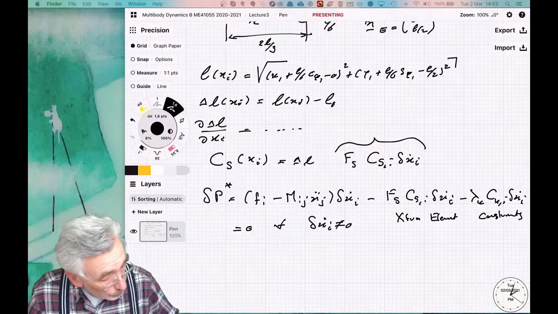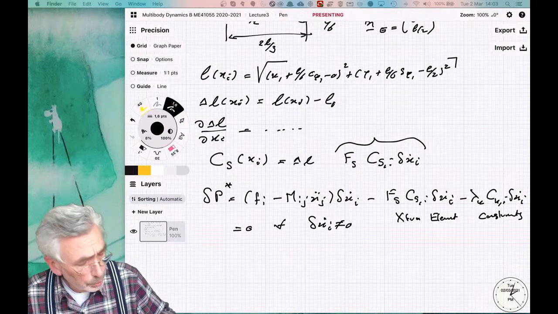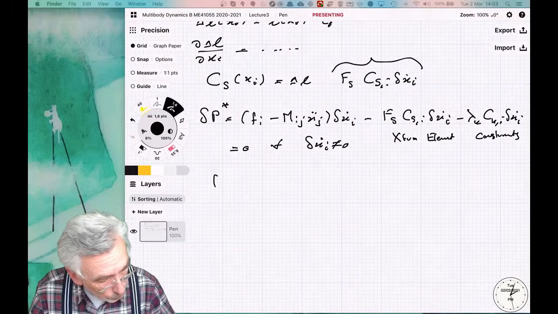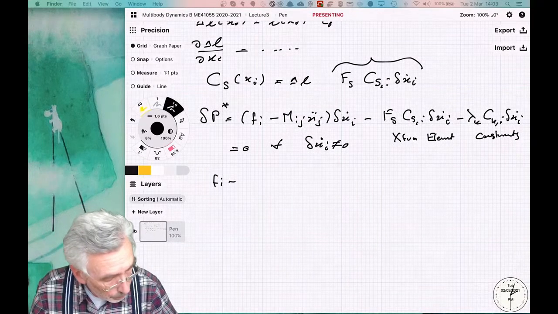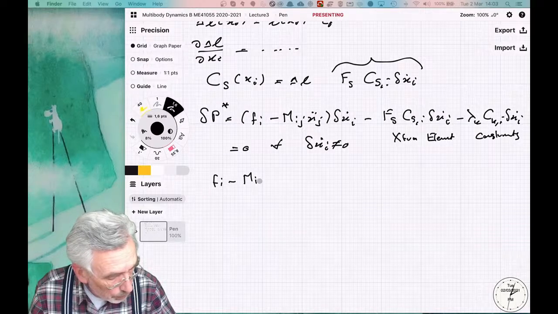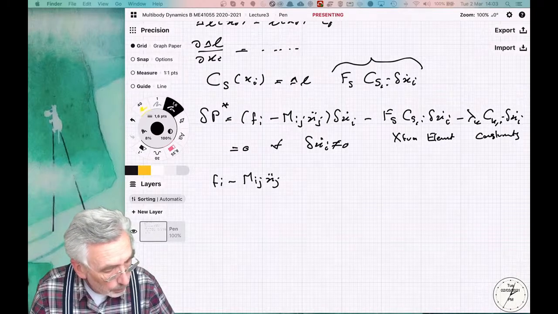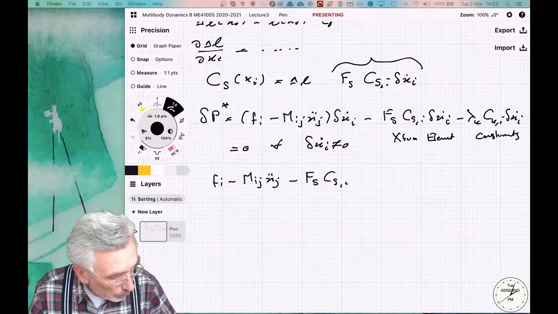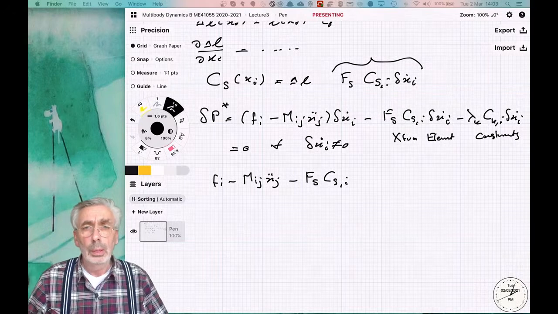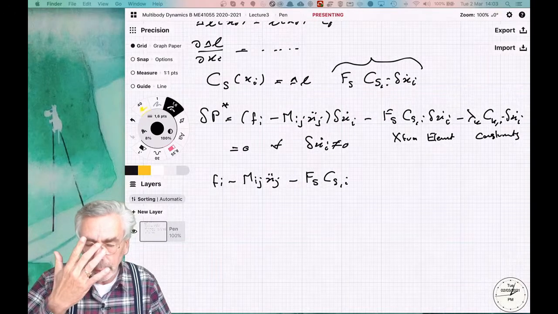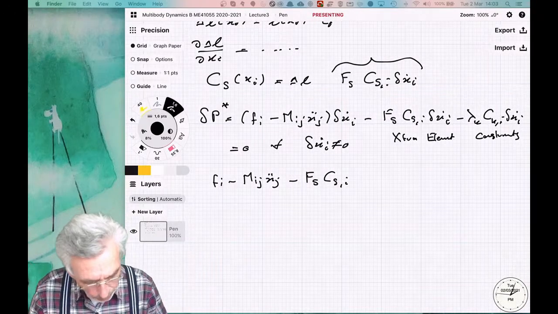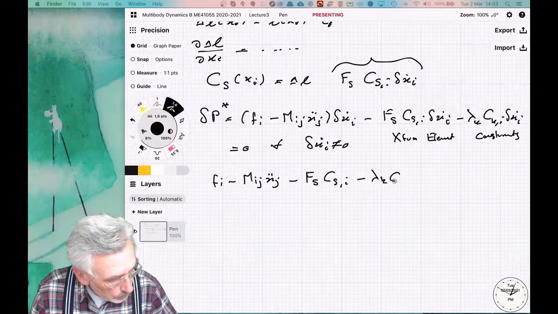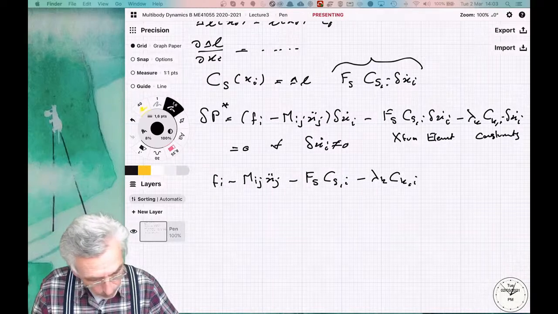Then, of course, if we do that for all these virtual velocities, we end up with the following set of equations. We get F_i, as many i's as we have, minus M_ij x double dot j, and then minus F_s C_s,i, the Jacobian of the spring elongation, or rotary springs, or any other type of element, and then minus lambda_k C_k,i, and that should be zero.